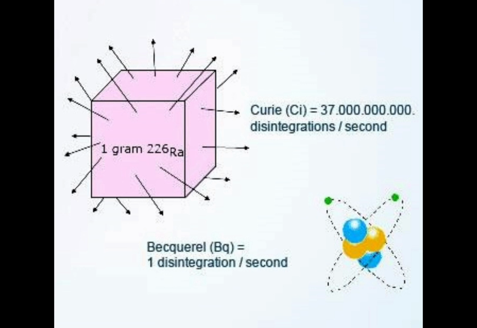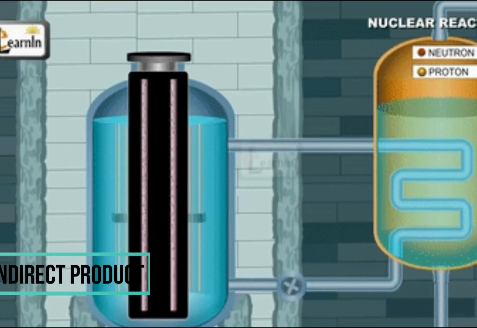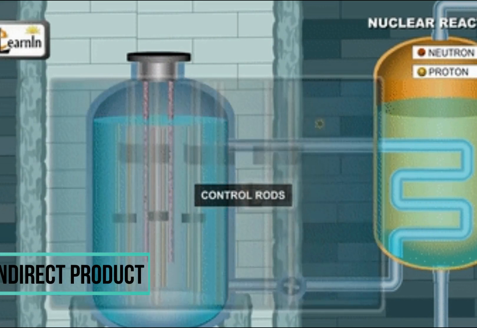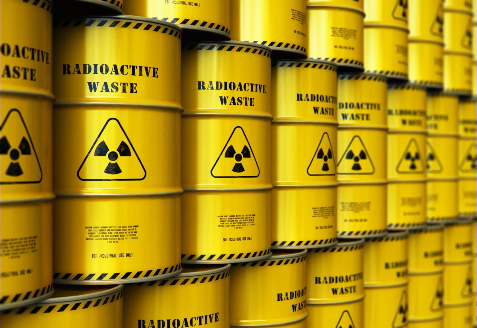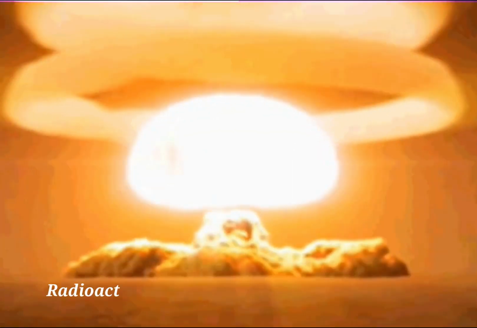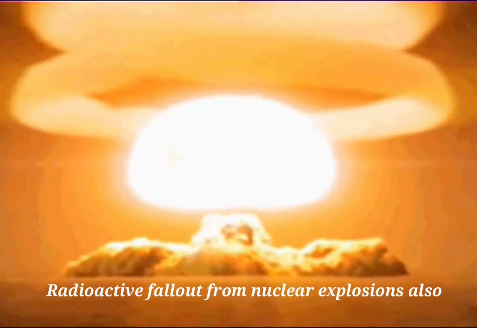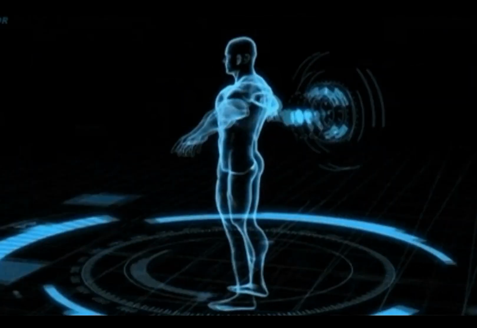Indirect product is any material in and around the reactor that is converted to radioisotopes by absorbing neutrons from the fission process. Radioactive waste consists of direct and indirect products of fission. Radioactive fallout from a nuclear explosion also consists of these direct and indirect products.